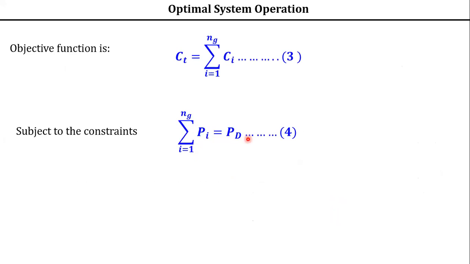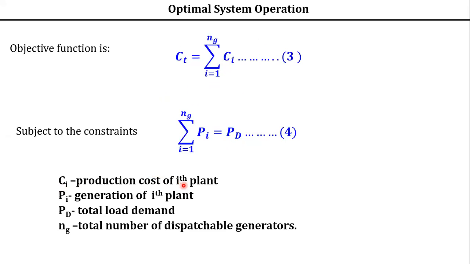There are different types of constraints in an optimization problem. I think you might have studied optimization problems in mathematics, that is, linear programming problems, etc., isn't it? If you have studied, the types of constraints are equality constraints or inequality constraints. Inequality constraints may be greater than or equal to, or less than or equal to, isn't it? Here we are considering an equality constraint, that is the summation of PG is equal to PD. Clear? This is what we have to achieve, such that total generation must be equal to total load demand. So with this objective function and the constraint, let us move on. Now, as I said already, I have indicated that CI is the production cost of the ith plant.